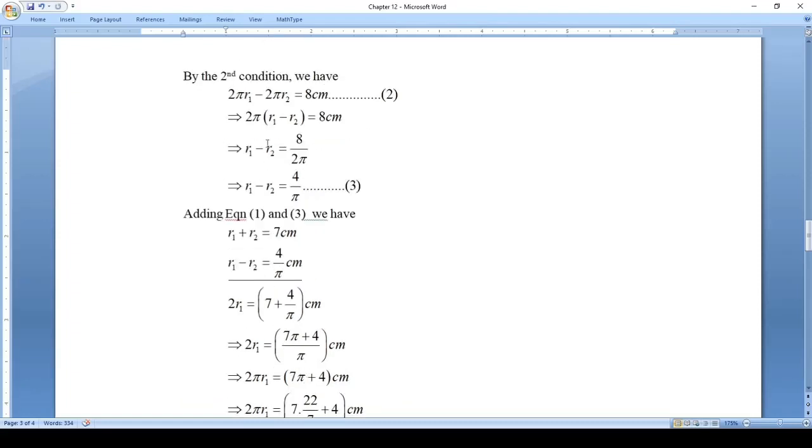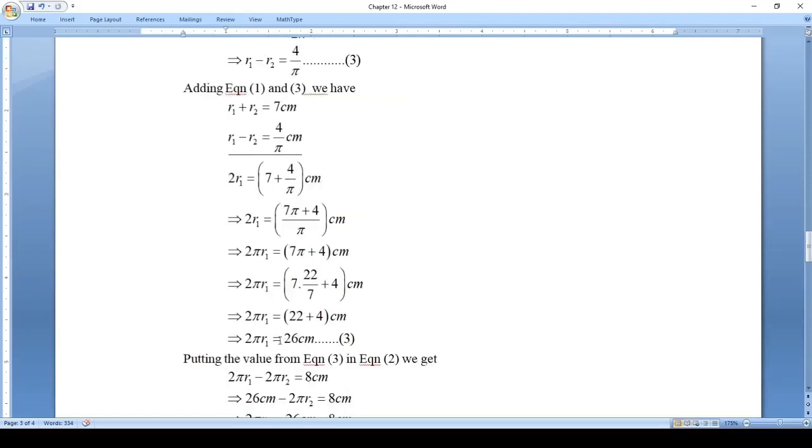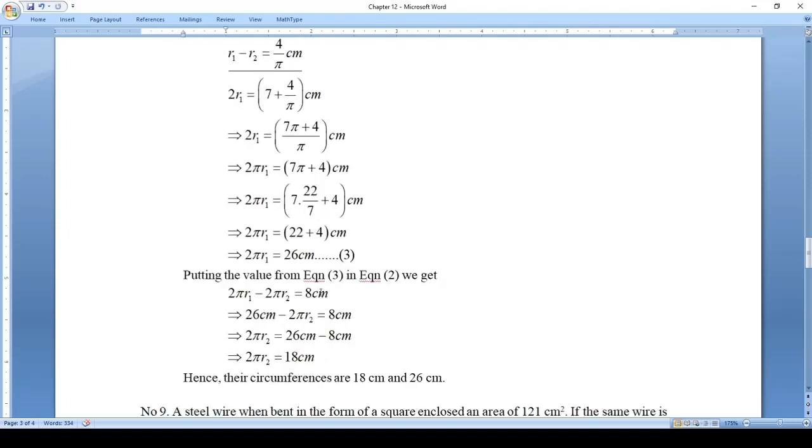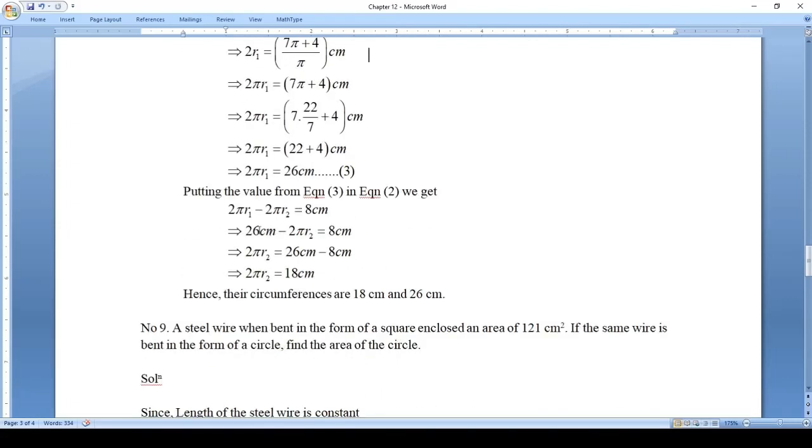In equation 2, 2 pi r1 minus 2 pi r2 is 8. 2 pi r1 we have got to be 26. Putting the value of this in equation number 2 above, 2 pi r1 minus 2 pi r2 is equal to 8. 2 pi r1 is 26 cm, minus 2 pi r2 equals 8.